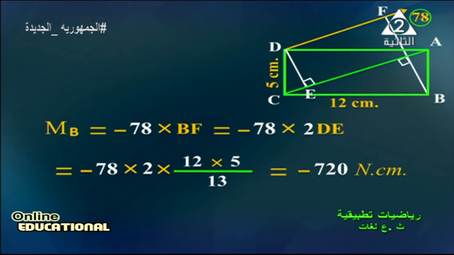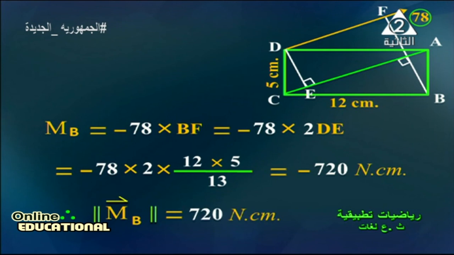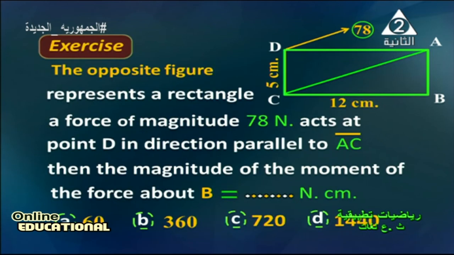Now, we get the algebraic measure of the moment of the force about B. But what about the magnitude of the moment of the force about B? The magnitude of the moment M about B equals the norm of negative 720 E, or absolute negative 720, which equals 720 Newton centimeter. Then we can choose letter C from the given choices.